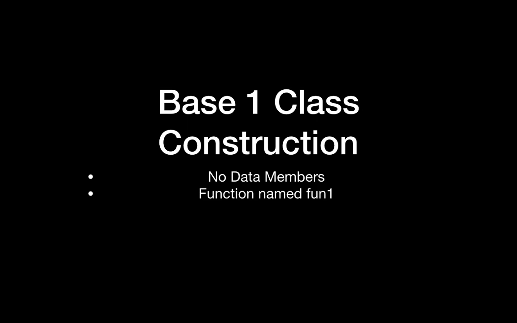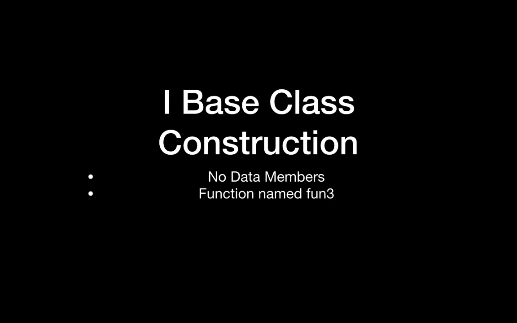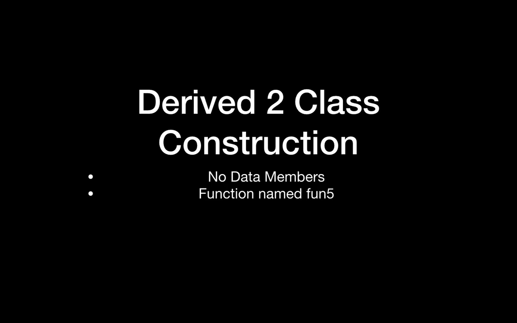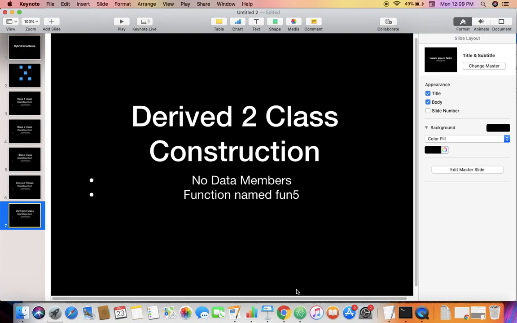Now if you look at the breakdown of these classes, we are going to keep the code simple. In base 1 class, we have no data members but only a member function called fun1, which is present in the public section. Base 2 class, once again no data members but only a member function called fun2. Intermediate base class, the structure remains the same, no data members, public function called fun3. Derived 1 class, derived 2 class, no data members but only member functions named fun4 and fun5.